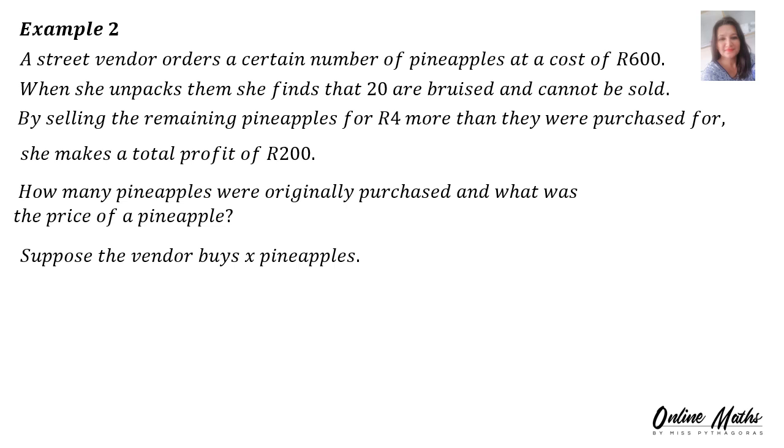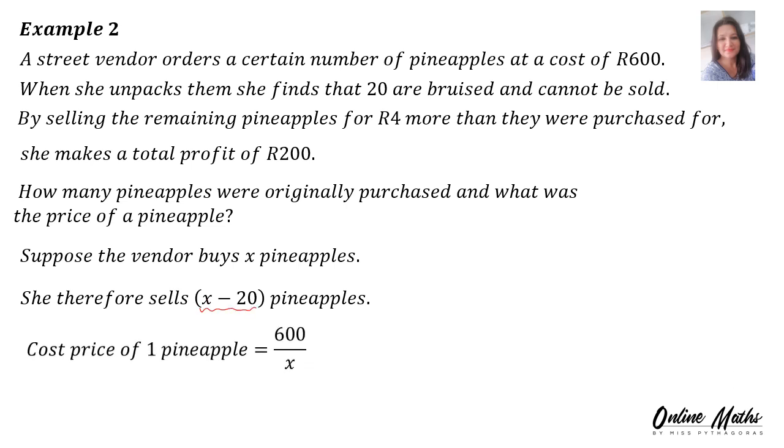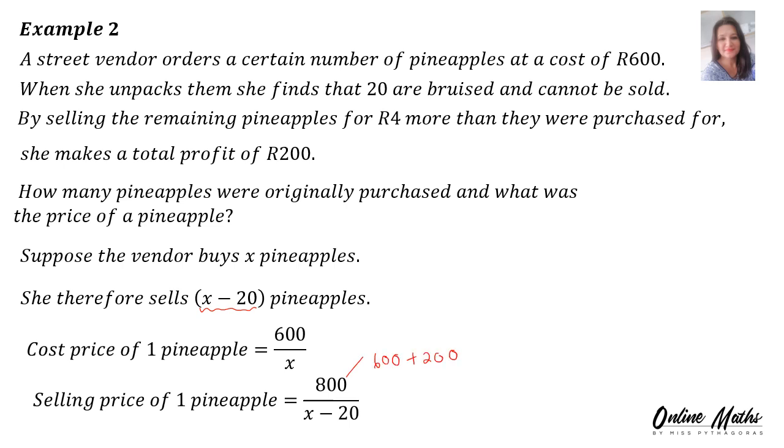Suppose the vendor buys X pineapples. She therefore sells X minus 20 since 20 were bruised. The cost price of one pineapple is 600 divided by X. The selling price of one pineapple is 800 over X minus 20. Where does the 800 come from? It's the 600 plus the 200 rand total profit.